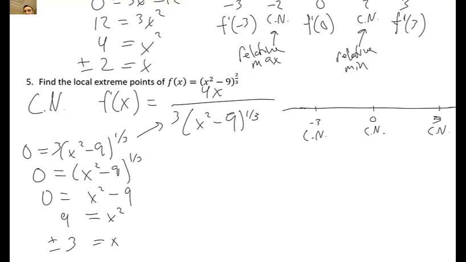We got to test around 0, so I'm going to try maybe 1 and negative 1. I got to test around 3, so I'll try maybe 1 and 4. And I got to test around negative 3, so maybe negative 1 and negative 4. Whatever values you think are going to be easy to do. But these values we're going to plug into the first derivative, because if it's positive, it's going up there, and if it's negative, it's going down there.